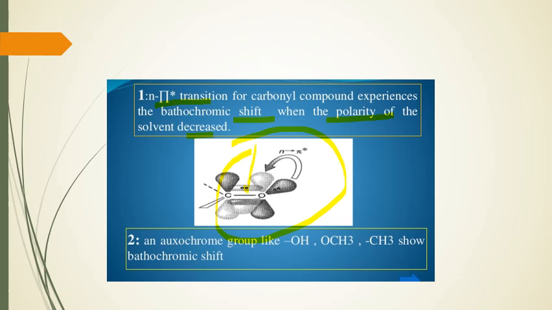So change in the solvent is responsible for the bathochromic shift, as well as the presence of an oxochrome like OH, which we have talked about, the methoxy group, methyl group. If it is attached to the chromophore, it also causes the bathochromic shift. So if the polarity of the solvent is decreased, it causes the bathochromic shift in carbonyl compounds, and the presence of the oxochrome always causes the bathochromic shift.